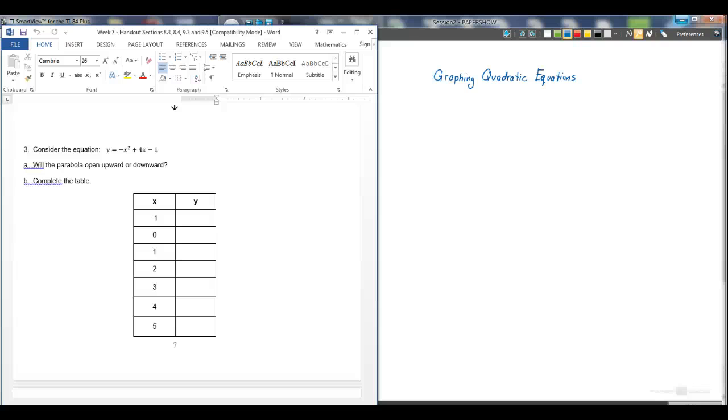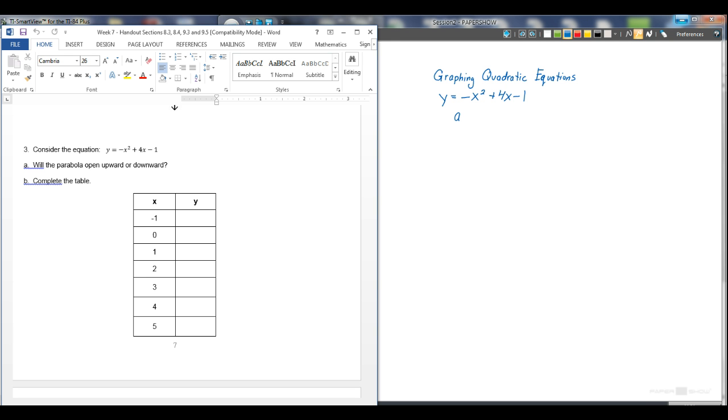This video looks at how to graph quadratic equations. So we are going to look at the problem y equals negative x squared plus 4x minus 1. The first thing we want to do is notice whether or not our parabola will be opening upward or downward. To figure that out, we can look at our coefficients.